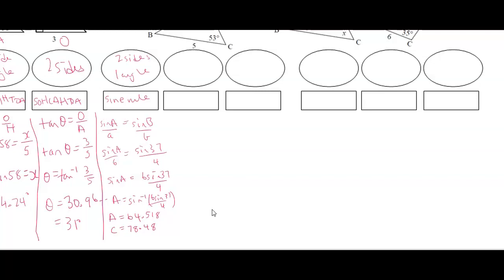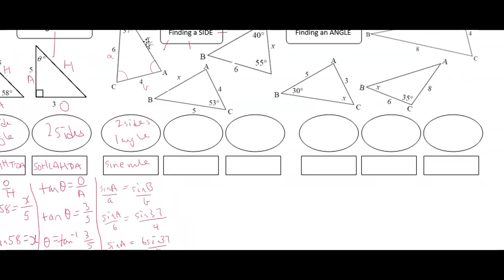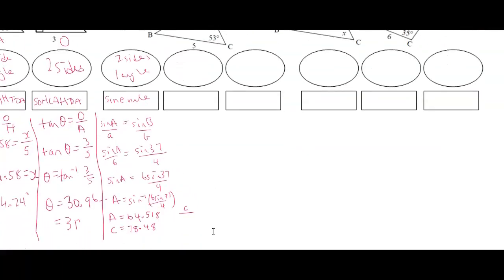Okay, so now we want to find lowercase c. Remember, let's just go back up to the triangle. We're finding c here. So we're going to have c over sine C.